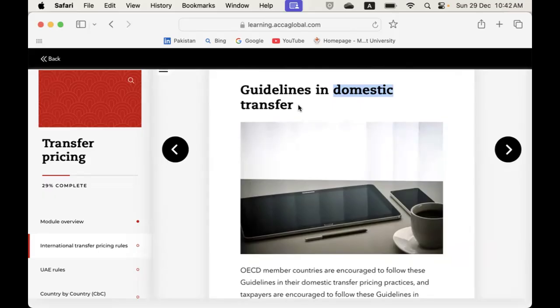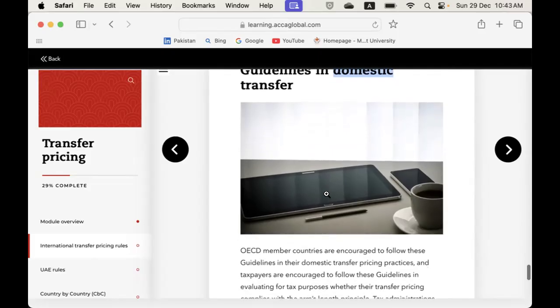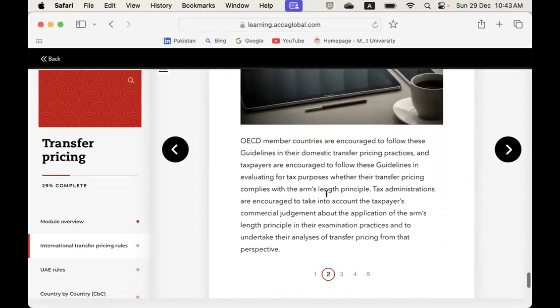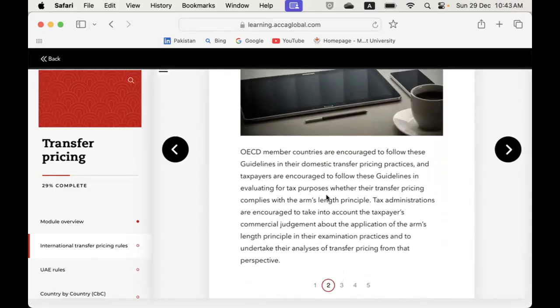Domestic means, let's say, if the parent company is having transactions with the associated companies within the same country, there can be transactions which are not based on arm's length, so there can be implications for that. And then for international, it's more about transferring the profits to lower taxed jurisdictions. So these kinds of implications are there in that matter.